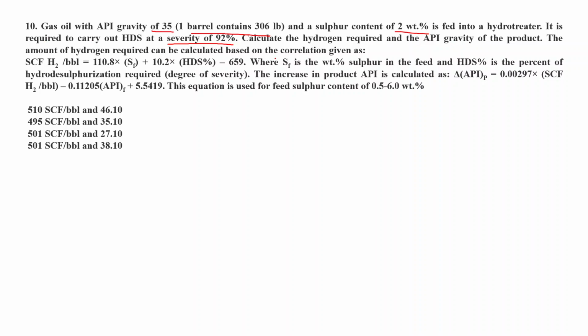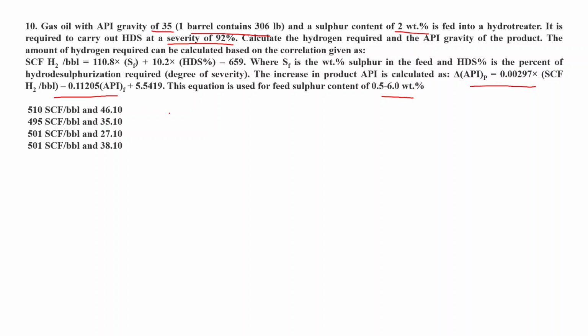The amount of hydrogen required can be calculated using this correlation. SCF hydrogen per barrel is 110.8 into SF, which is the weight of sulfur in the feed, which is 2%, plus 10.2 into HDS, which is the degree of severity, minus 659. The increase in the product API is calculated by the correlation given here, and the equation is used for feed sulfur content between 0.5 to 6 weight%. So we have 2%, which comes in between them. So these two correlations can be clearly used.